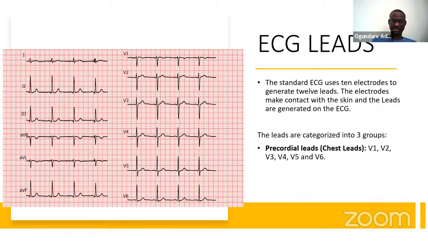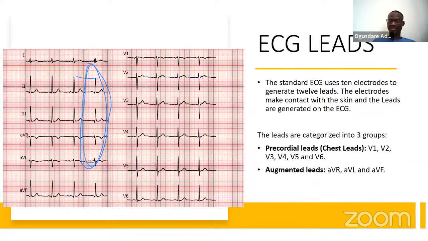As you can see on my screen, on the right side of this ECG strip, you can see V1 to V6. Every ECG machine, I don't care what the maker or the model is, will always label it for you, so you don't have to worry about it. Some of them label it as C1 to C6. It doesn't make any difference. So these are the chest leads.